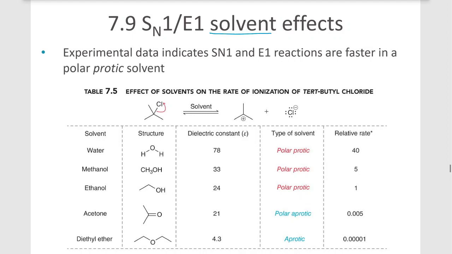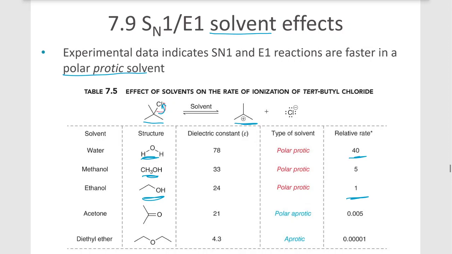So the solvent can affect whether a reaction occurs faster or slower. And the type of solvent that's preferable for an SN1 and E1 reaction is a polar protic solvent. We can see that here if we take t-butyl chloride and look at the ionization of it in different solvents. In ethanol, we have a relative rate of 1. In water, the ionization occurs 40 times faster.